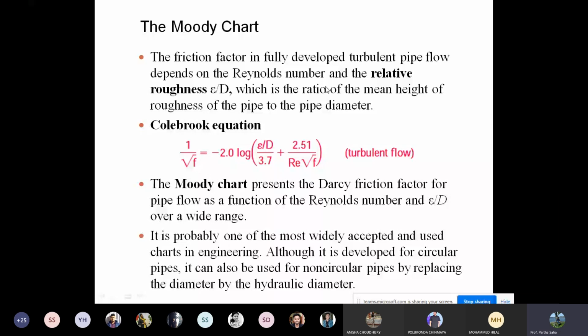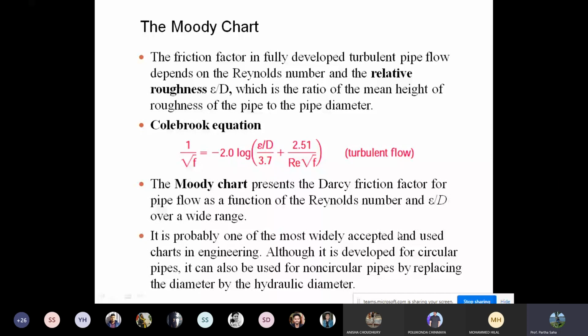Colebrook was a scientist who derived this expression for turbulent flow: 1 by square root of f equals minus 2 log of epsilon by d divided by 3.7 plus 2.51 divided by Reynolds number times square root of f, where f is the friction factor, also known as the Darcy friction factor. This expression cannot be solved easily. So people derived relationships between Reynolds number and friction factor for various epsilon by d, which were plotted in a chart known as Moody's chart. I'll show that in the next slide.